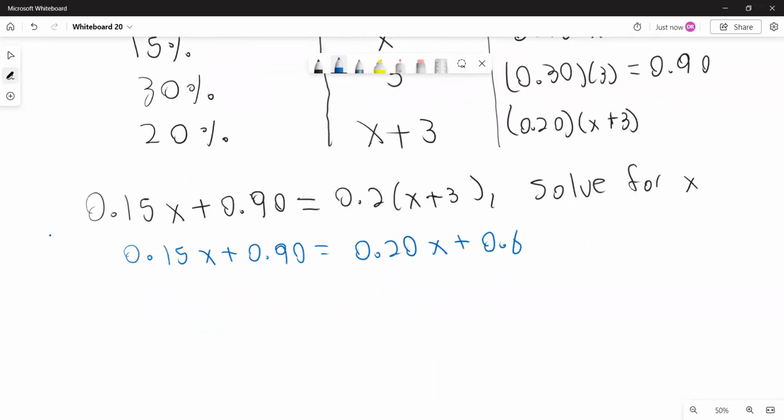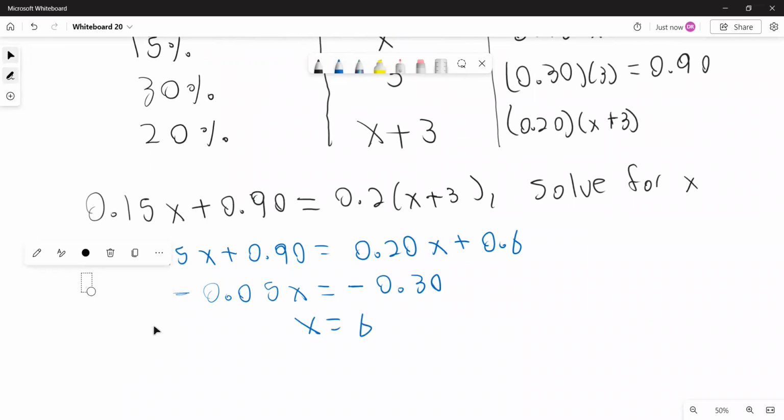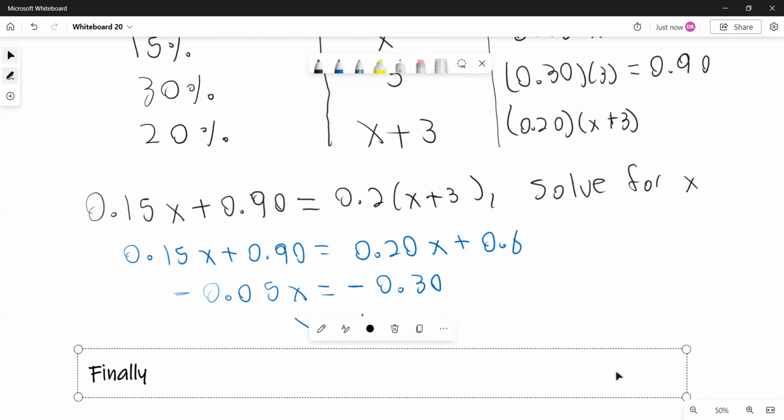Okay, so you know how it goes from here. Subtract 0.2x from 0.15x, and that's going to be minus 0.05x. And subtract 0.9 from 0.6, that's going to be minus 0.3. Divide both sides by minus 0.05, and that's going to be 6. So 6 liters of the 15% solution must be mixed with the 3 liters of the 30% solution.